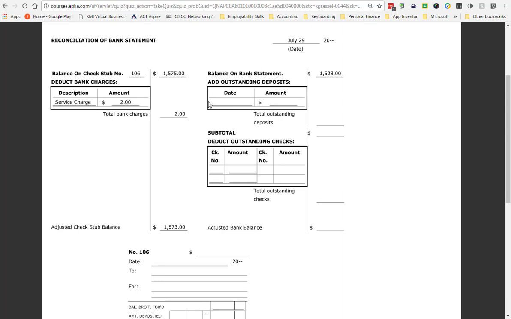Now we're to this section here that says add outstanding deposits. Sarah, did you find any outstanding deposits? July 28th. For how much? $150. So when we put our deposits on here, we have to start with the date, and I believe it's going to be 7-28, so you don't write it out in words, you use numbers. And then the amount, like Sarah said, is $150. Do we have any other outstanding deposits, Sarah? No. Okay, so we only have one outstanding deposit. So right here it says total outstanding deposits. I'm just going to add up what I have there, and it's 150.